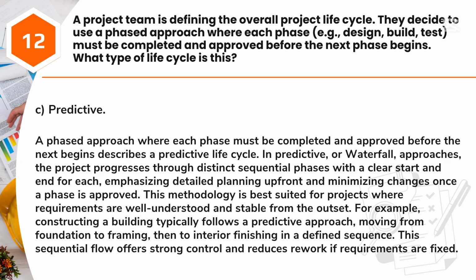Answer: C. Predictive. A phased approach where each phase must be completed and approved before the next begins describes a predictive life cycle. In predictive, or waterfall, approaches, the project progresses through distinct sequential phases with a clear start and end for each, emphasizing detailed planning up front and minimizing changes once a phase is approved. This methodology is best suited for projects where requirements are well understood and stable from the outset.